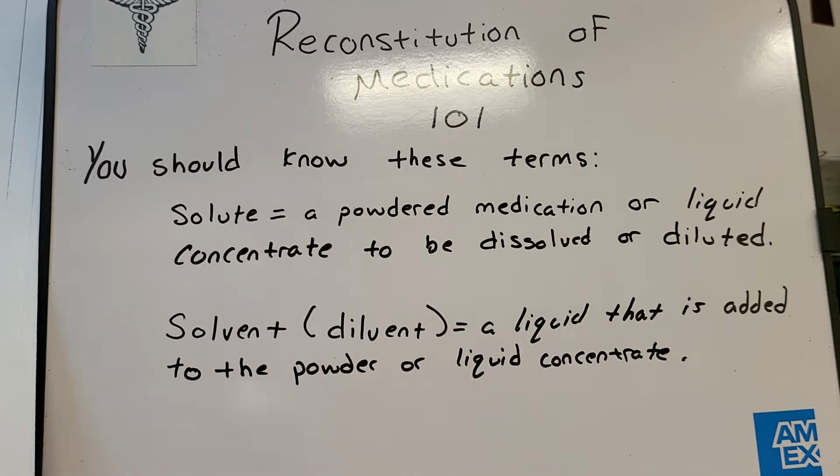So some important terms to know when you're thinking about preparing medications that need to be reconstituted. Think about reconstituting medications as making Kool-Aid, because it's a powdered form, right? We're going to call the Kool-Aid powder a solute. Just like the term says on the board, it's a powdered medication, right? It comes in that little package, but you would never eat the Kool-Aid just like that.